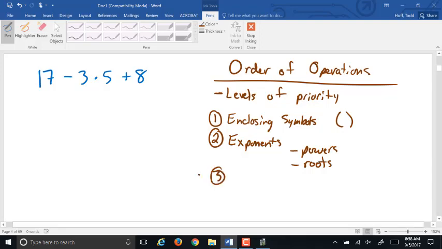Third, next down in our level of priority, is the multiplication and division. And then finally, the lowest level of priority. The last thing that would happen as we're working with numbers is addition and subtraction.